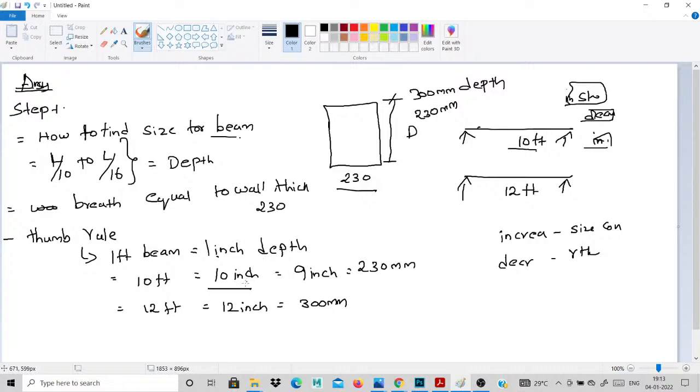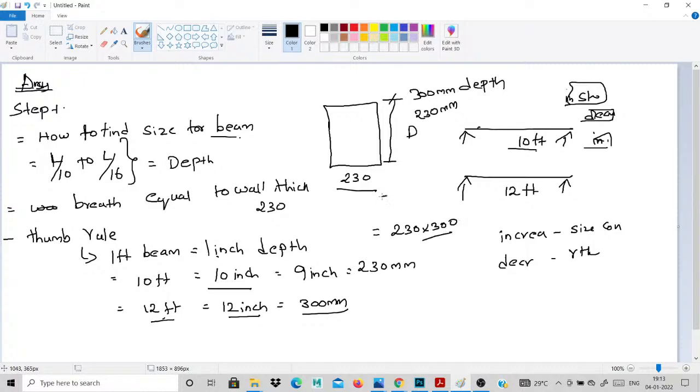1 feet equals 1 inch. My beam is 12 feet. 12 feet equals 12 inches, which is 300 mm. I found 300 mm for my depth. This is the first step to calculating the depth for your beam. Simply, my beam size is 230 into 300.